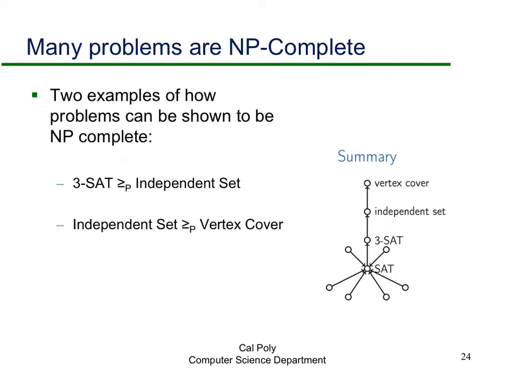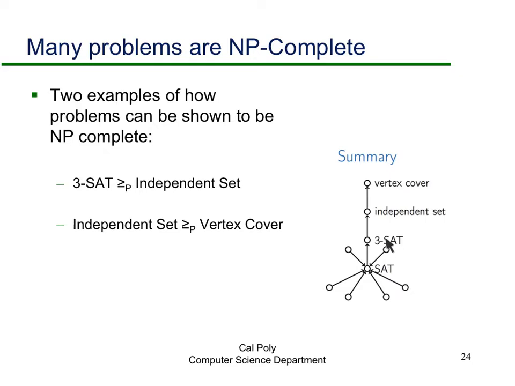In this screencast, I want to show that two problems are NP complete. And the way we're going to do that is we're going to take 3SAT, which we know is NP complete, which, remember, means that every problem in NP can be reduced to 3SAT, and that 3SAT is also in NP. So 3SAT is at least as hard as every problem in NP.